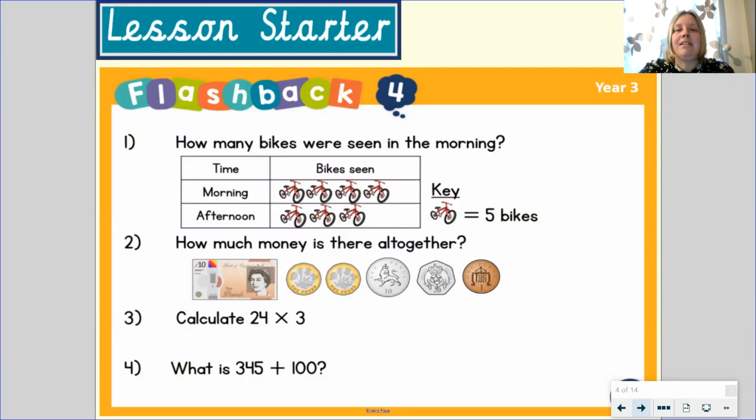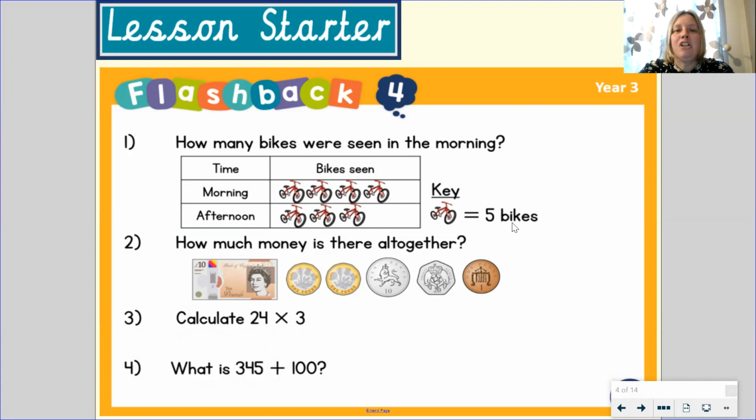Here is your lesson starter for today. I'm going to read you the questions, then I want you to pause your video and have a go at solving them on your whiteboard or on a piece of paper. Our first question, how many bikes were seen in the morning? And you've got a key here to help you. What does the key tell us? The key tells us that a picture of a bike is equal to 5 bikes.